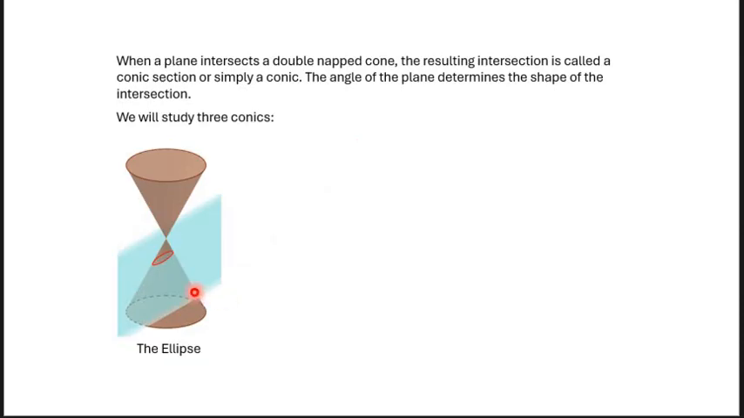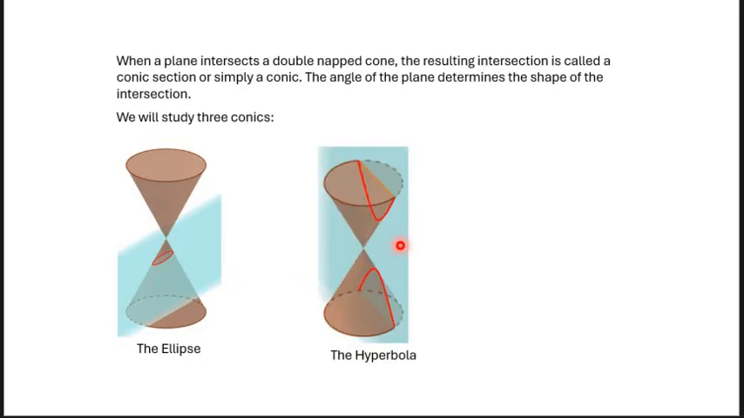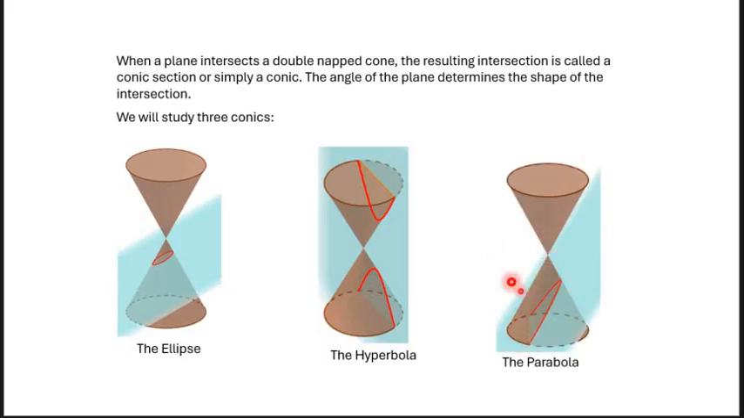The first conic we'll study is the ellipse, and the ellipse is formed when a plane intersects a double-naped cone in this way. The second conic we will study is the hyperbola. The hyperbola has 2 branches, and it's formed when a plane intersects a double-naped cone in this fashion. And the last one we'll study is the parabola, and the parabola is formed when a plane intersects a double-naped cone in this fashion.